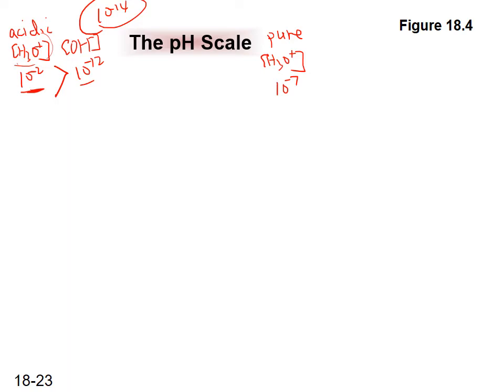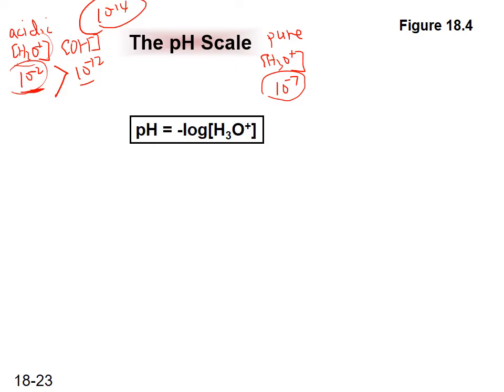And you can see the concentration of hydronium ion in neutral water is 10 to the minus 7. In acidic, it can be 10 to the minus 2 or minus 1, so it changes a lot. Okay, a large range is inconvenient. So we define pH to make this easier. The pH is defined as the negative log concentration of hydronium ion. So let's apply it to pure water first.